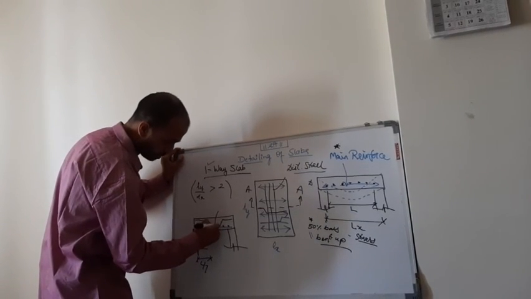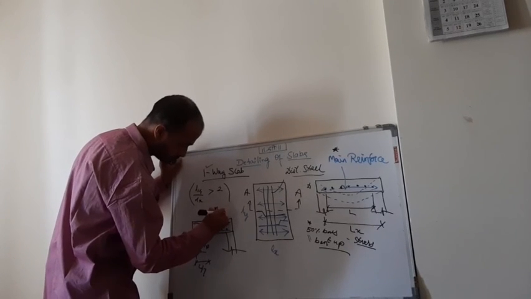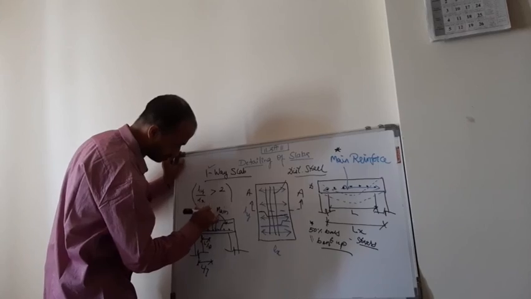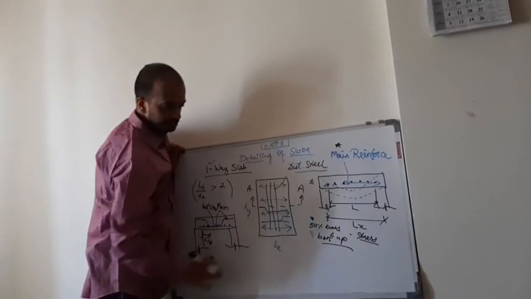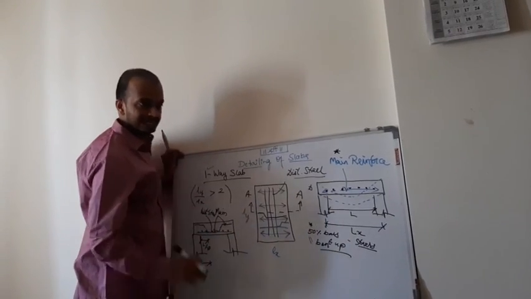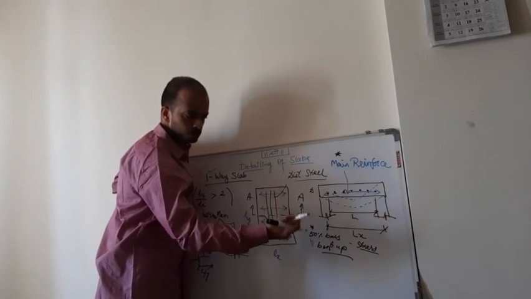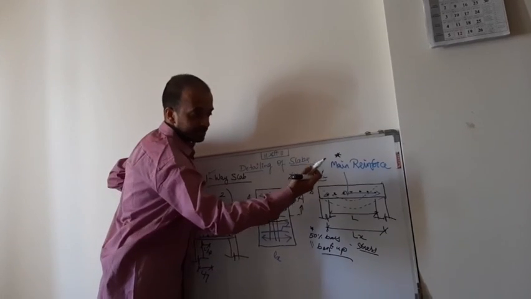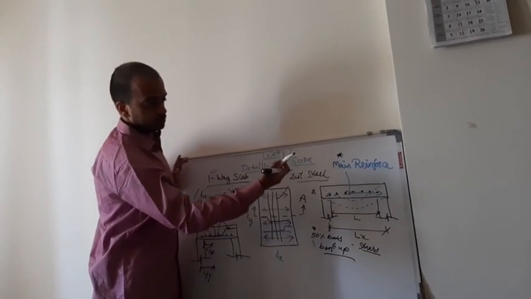So this is the main reinforcement and this shall be the distribution steel. Okay, I hope the concept is clear. Now based on this concept, we shall take a numerical example and try to provide the reinforcement details, show the bar bending schedule and find out the quantity of steel required for the detailing of one-way slab.